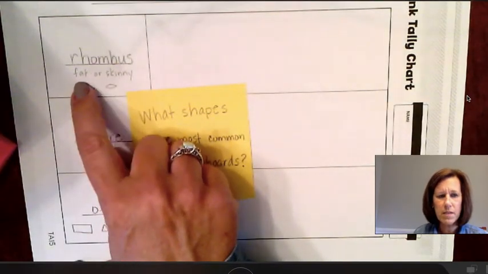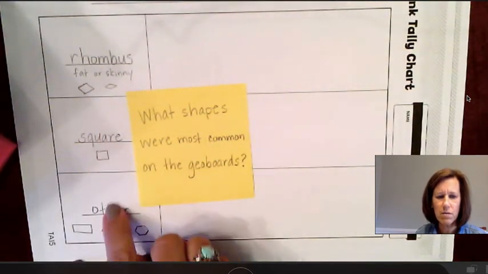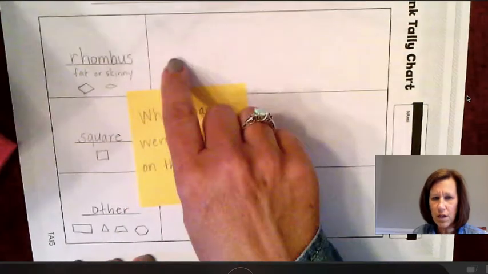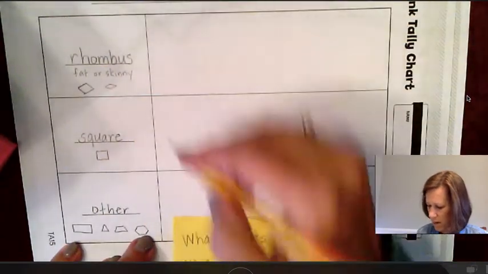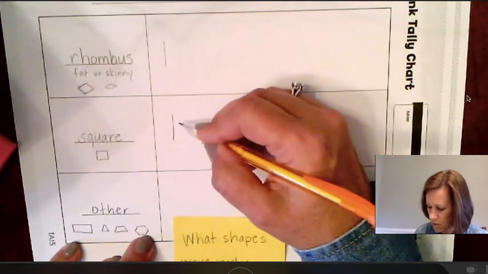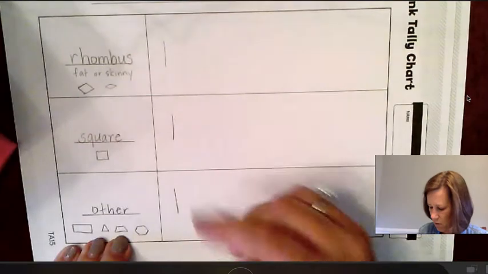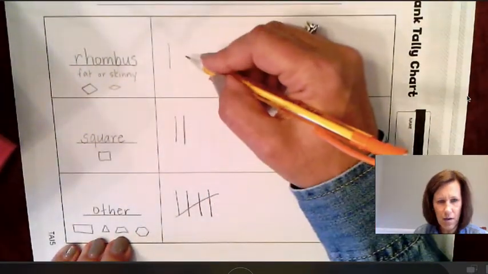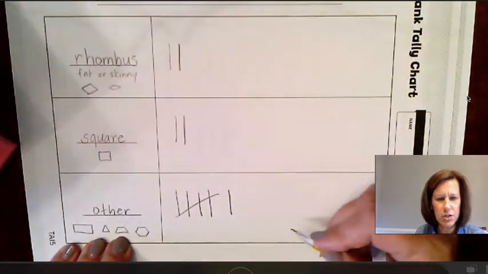Were they rhombuses, fat or skinny, that looked like this? Were they squares? Or were they one of these other shapes? And then I would take a look at all of the different shapes on your geoboard and I might think, well, one student did a rhombus, another did a square, another did maybe a rectangle, and I keep going, collecting the data, what each student tried as a shape.